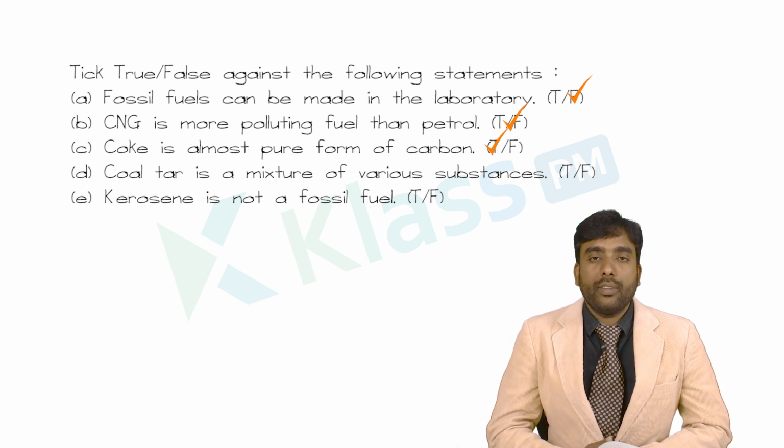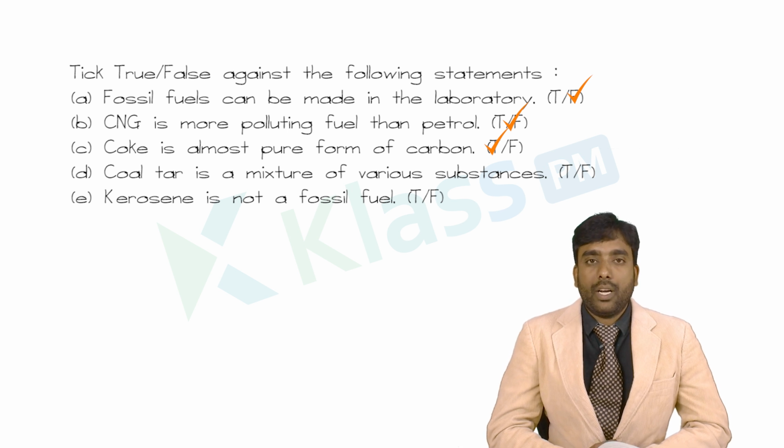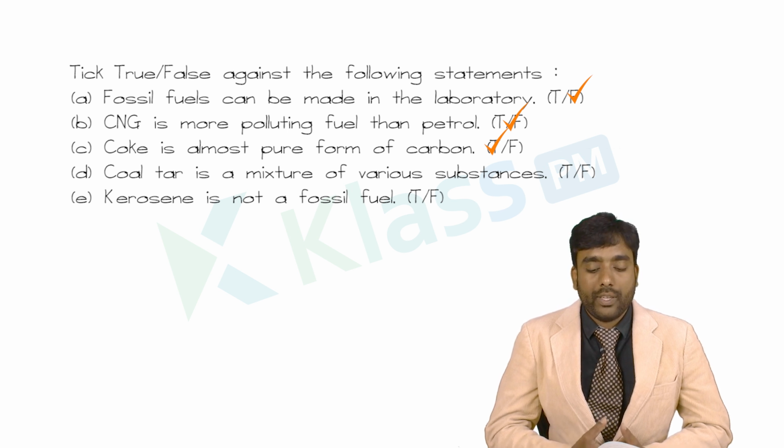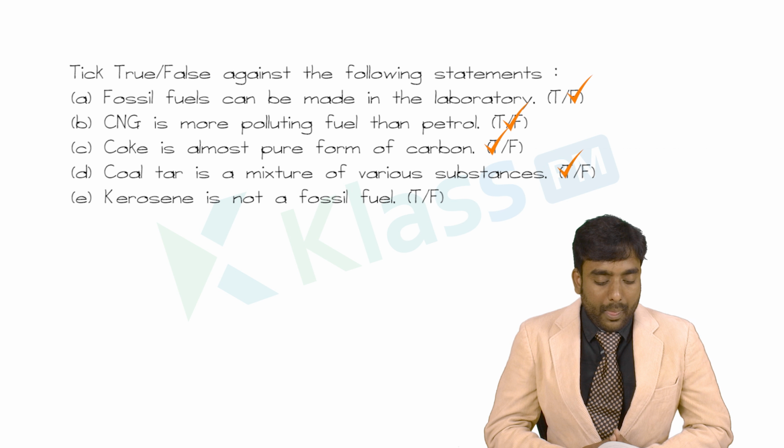Coke is the purest form of carbon. True. Coke is the purest form of carbon. Coal tar is a mixture of various substances. Yes, we learned in the coal chapter that coal tar is a combination of 200 plus different substances. So it is a true statement.